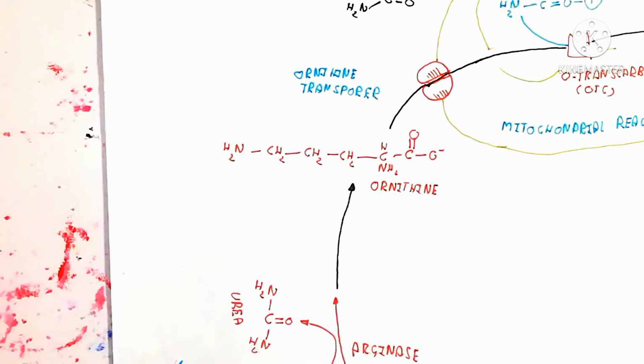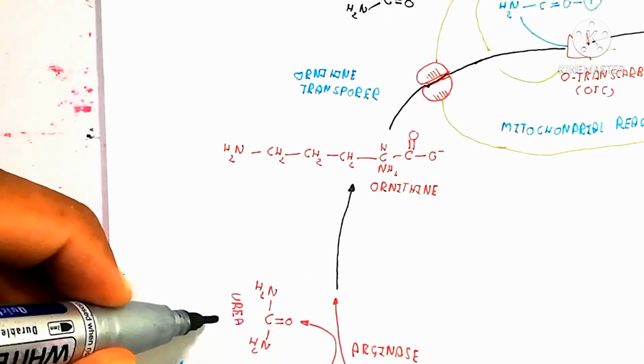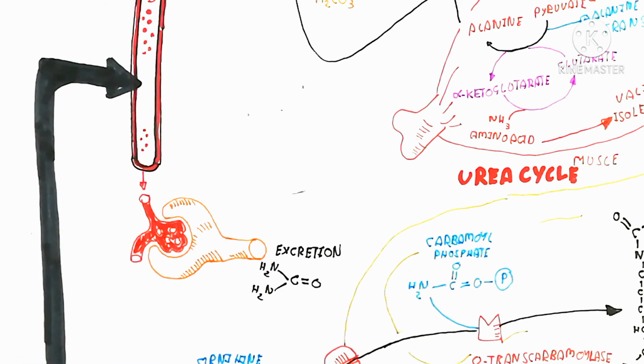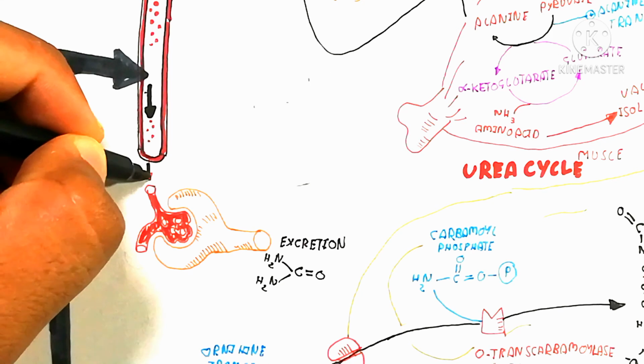So basically ornithine will be added. So the ornithine will be added here. So that's how excretion will occur. So that's all done here.